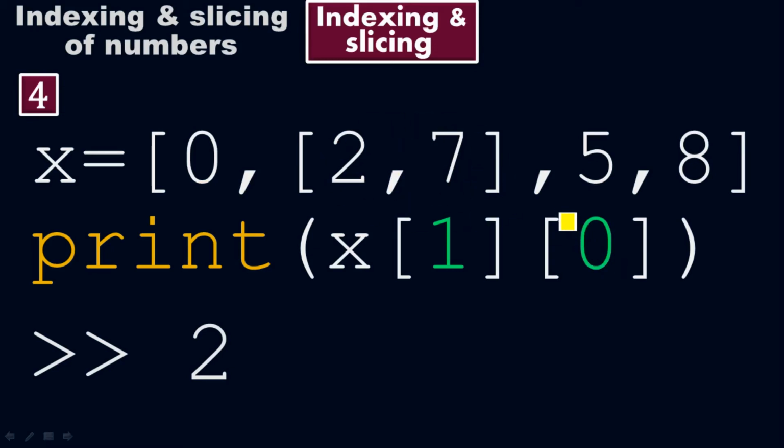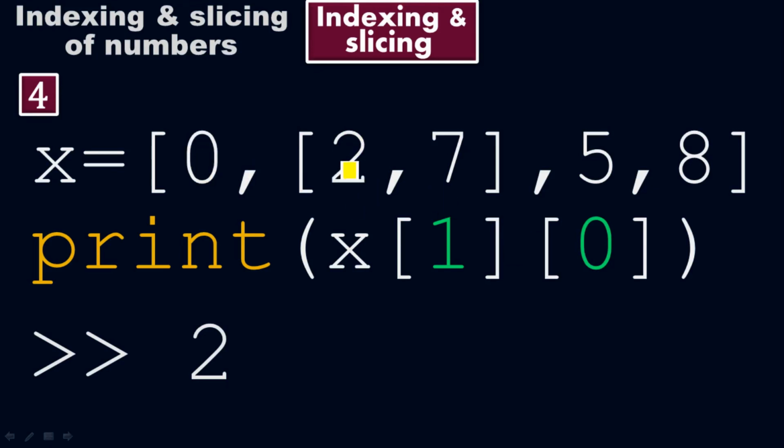But then I took the index of 0, x of 1 of 0. At 0 indexing value, at 0 tag value, there exists 2. This 0 index means the 0 indexing value in this list, not this 0, in this, because we already took this list by x of 1. So this 0 indexing means this 2, this first value of the list, not this 0.